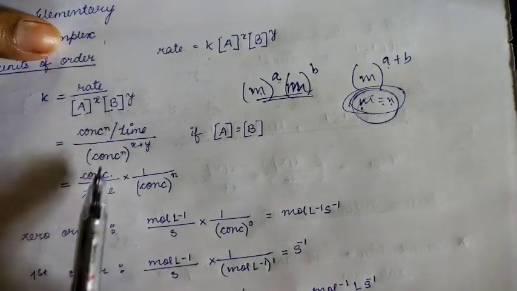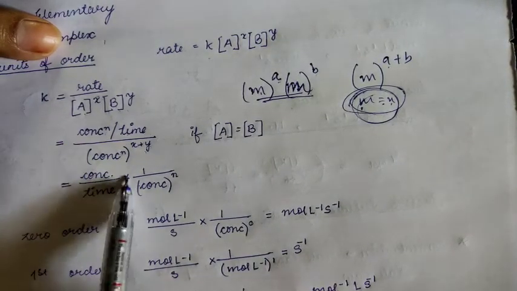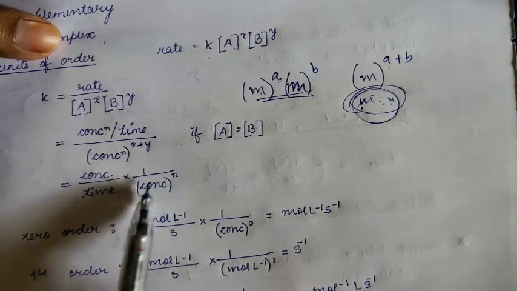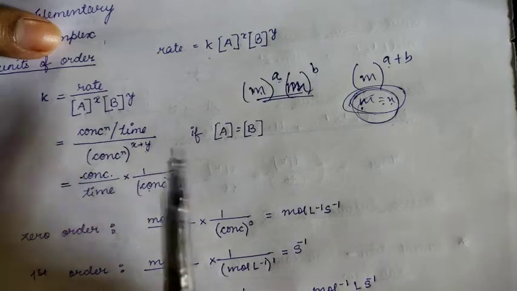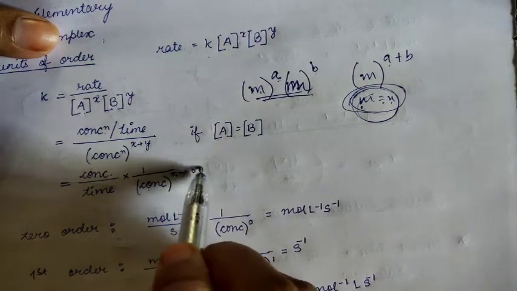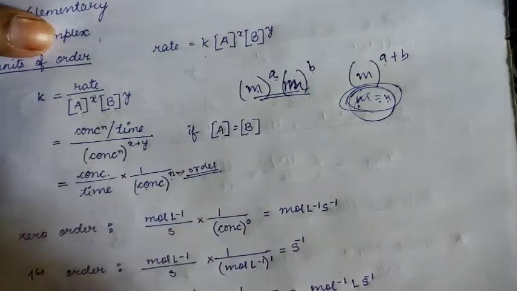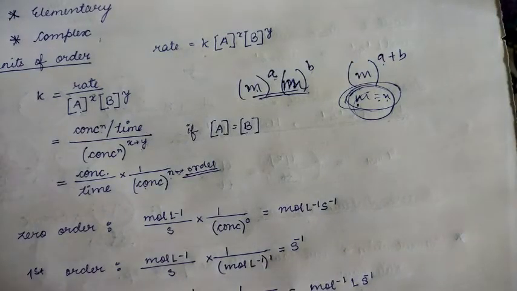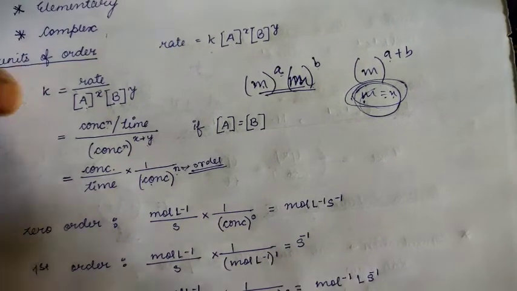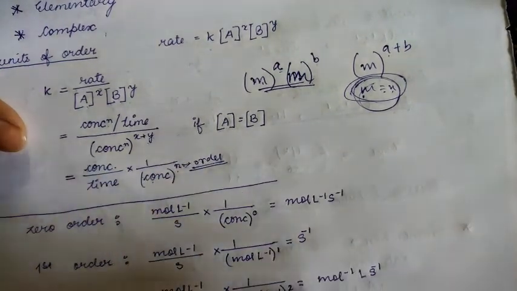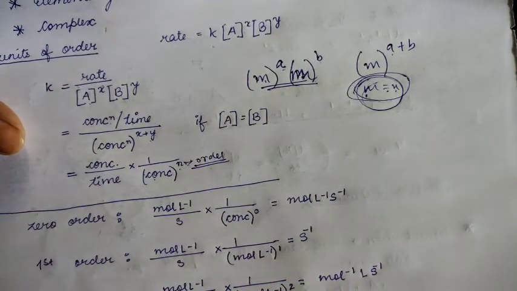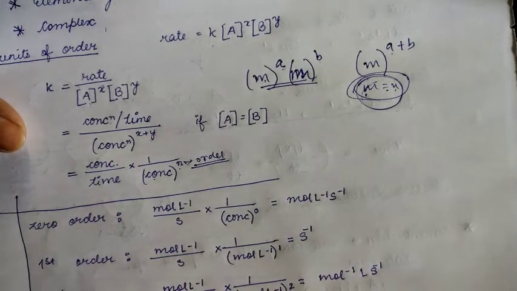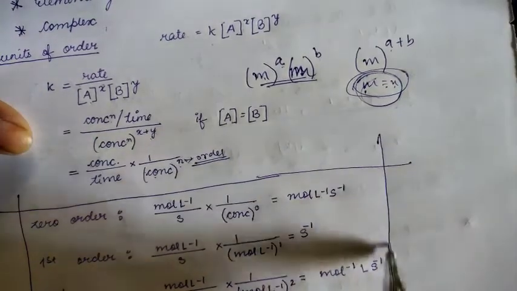Now concentration by time, we have written here, into this is left, so 1 by concentration to the power n. Just for simplicity, we will consider the order as n. So x plus y is the order, and in short we can write small n. Now what will be the unit of the rate constant for different orders of the reactions? We can calculate it in a simple way here.